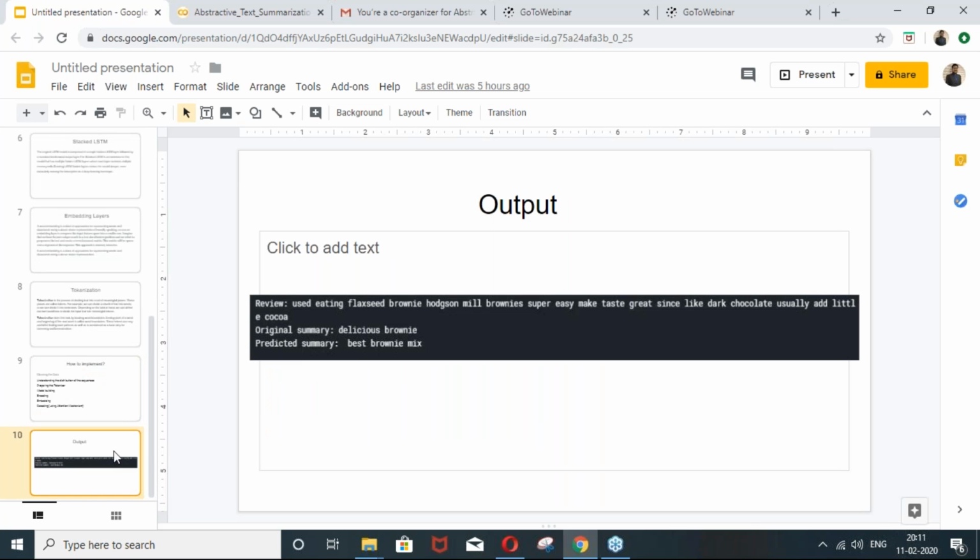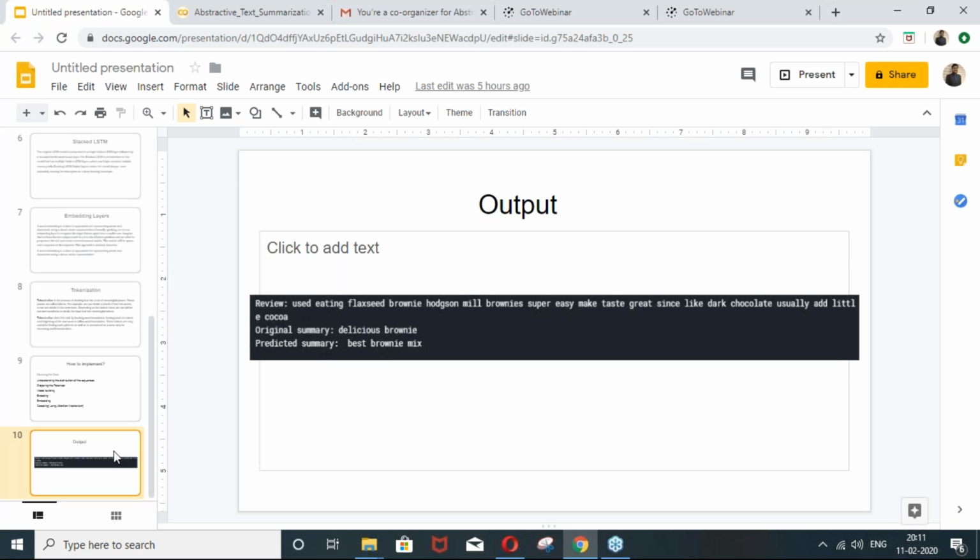So how will your output be? The review is: use eat flex brownie, horizontal milk brownie, super easy, make taste great, since dark brownie usually a little avoid. The original summary is delicious brownie. What we are predicting is best brownie mix. The original should be delicious brownie, but what we got is best brownie mix.